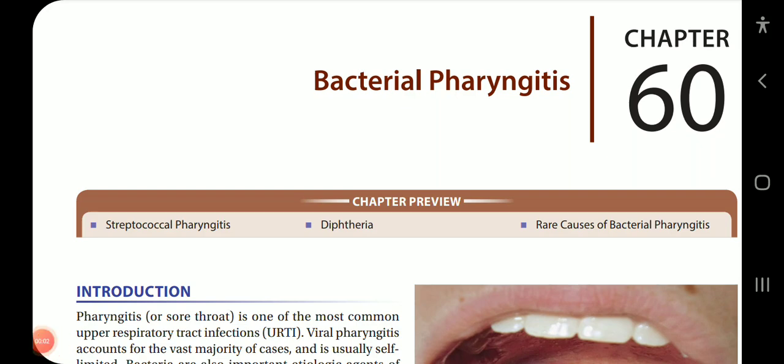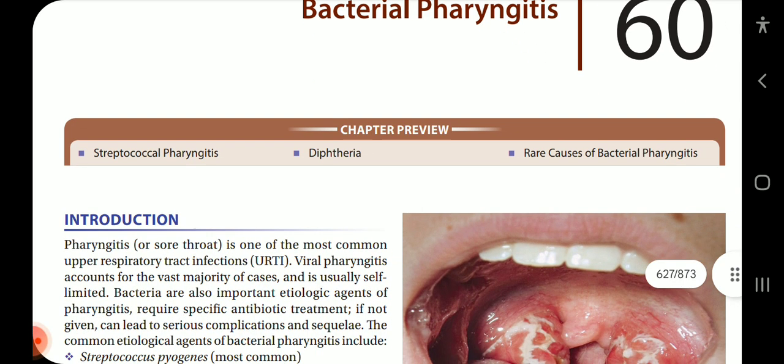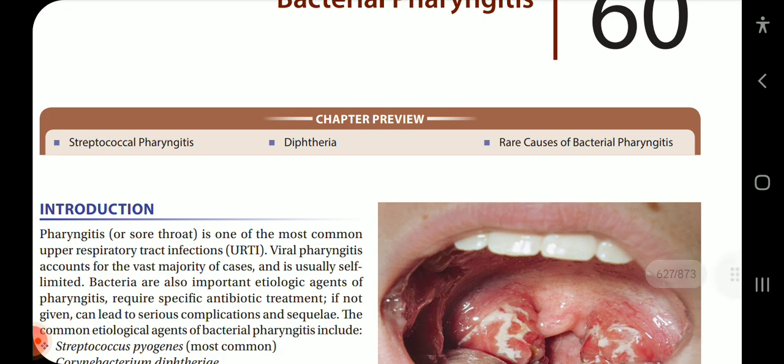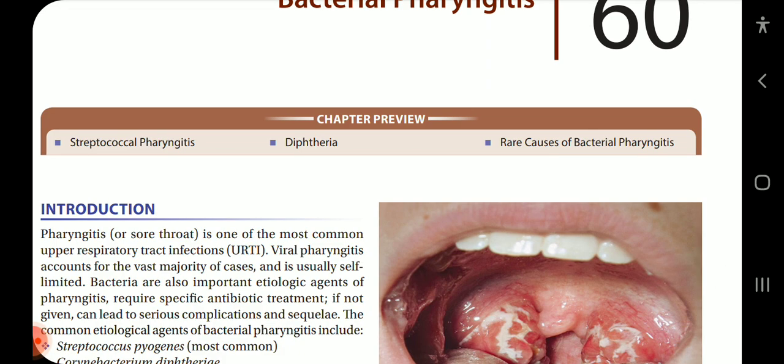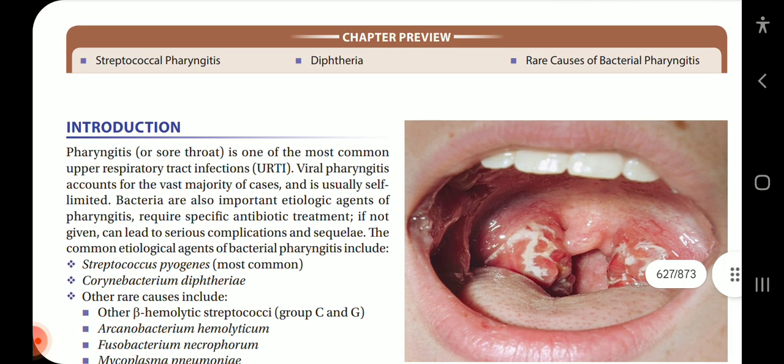Okay, now let us start with chapter 60 of your Apurba Sastry Essentials of Microbiology, which is about bacterial pharyngitis. In this chapter, we will be previewing streptococcal pharyngitis, diphtheria, and rare causes of bacterial pharyngitis.